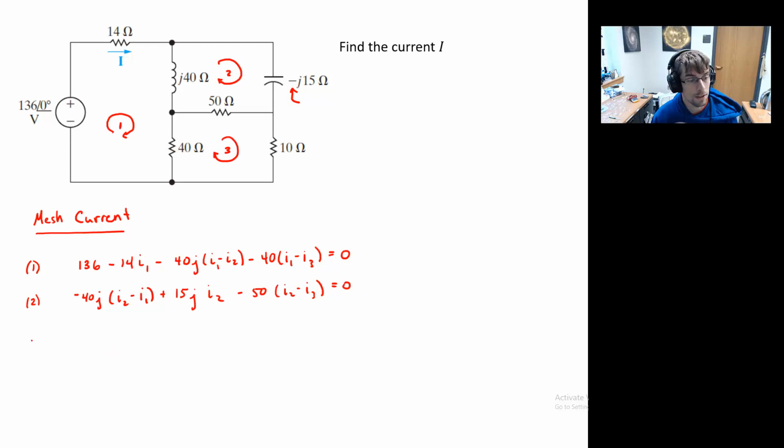Last but not least, we have loop 3. And here we're lucky, we just have all resistors, so we don't have to worry about double negatives or anything like that. So we have our 40 (I3 minus I1), minus our 50 (I3 minus I2), and then minus our 10 I3.